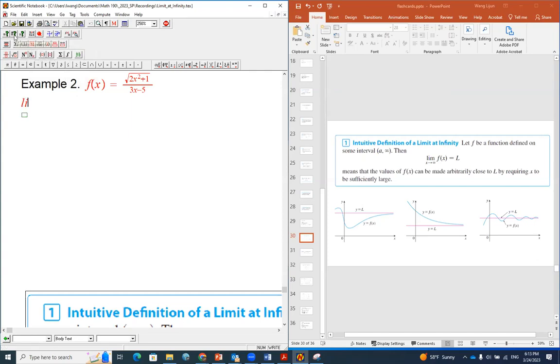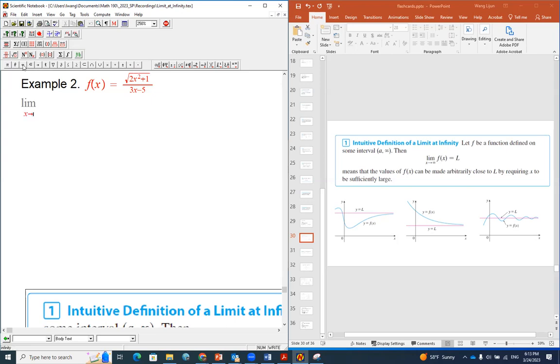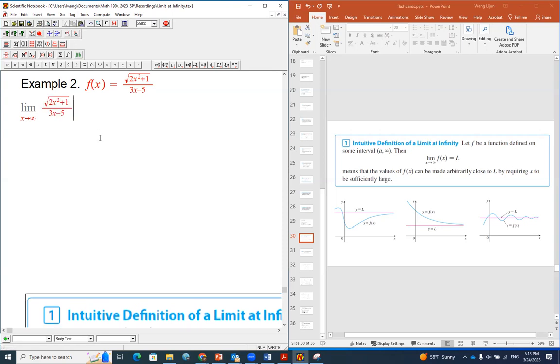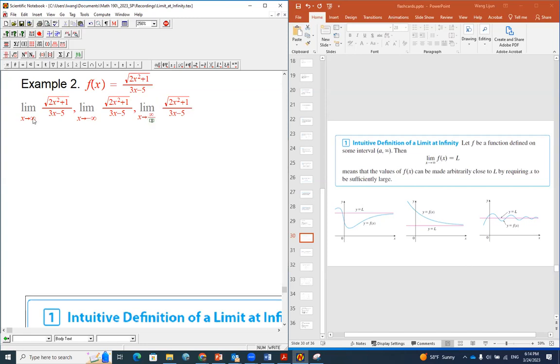The limits when x is approaching infinity, okay, of this piece. We want that. And we want the limit when x is approaching negative infinity. And we also want the limit as x approaching a fraction, which is 5/3.